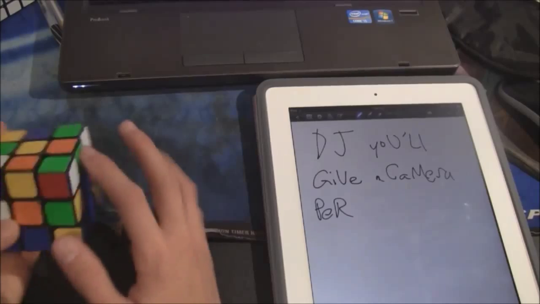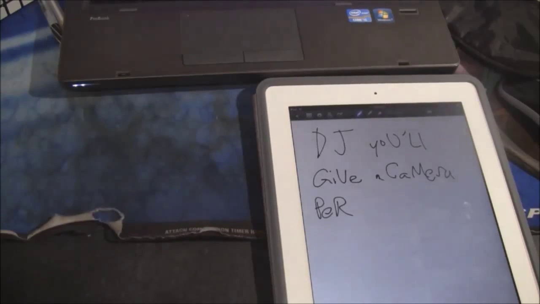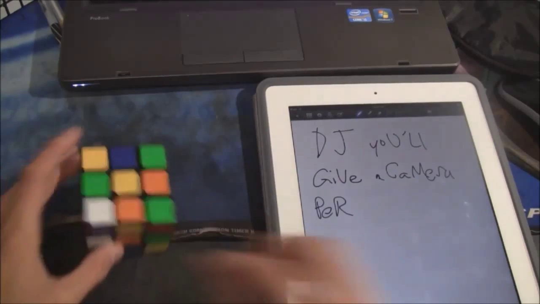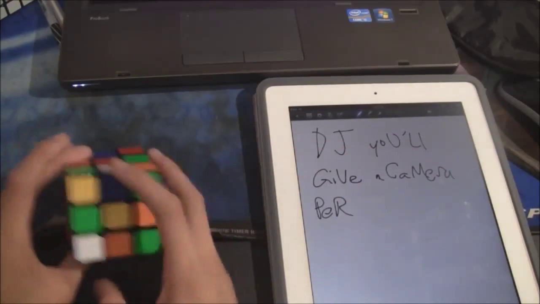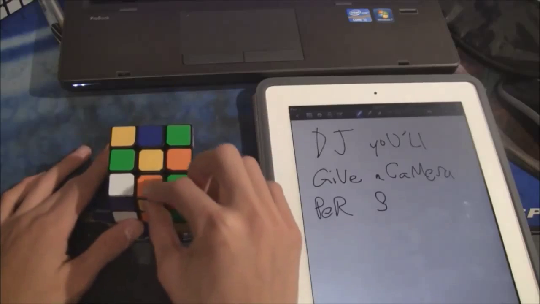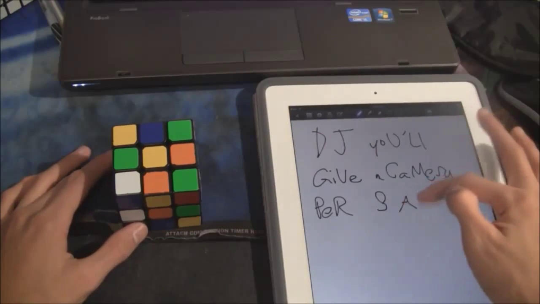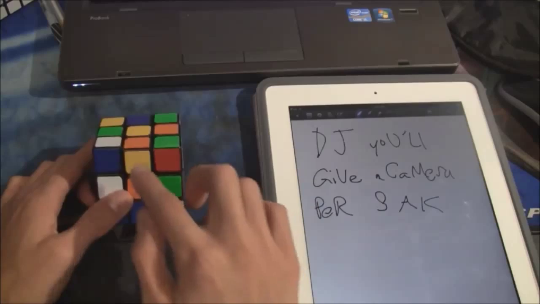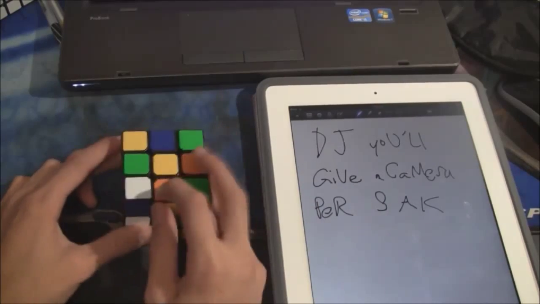Wait, let me just make sure. DJ, you'll give camera, pers, and then AK. Okay, per, and then S, and then I would think AK, because this sticker is A and this is K, so AK is the flipped edge.